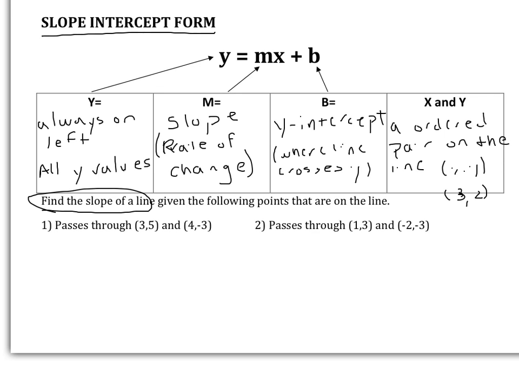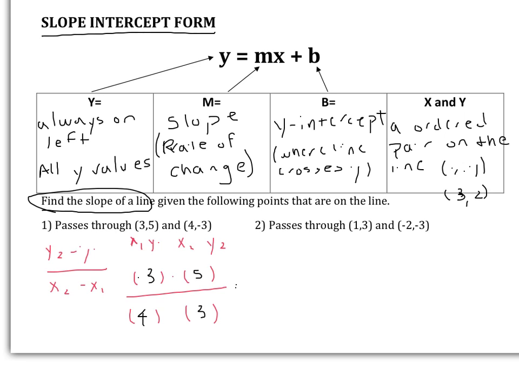Alright, so the slope formula is y2 minus y1 over x2 minus x1. So we should have labeled our points x1, y1, x2, y2, and then you could have just plugged them in. Remember that we should be using parentheses to plug things in. So y2 was -3, y1 was 5, x2 was 4, x1 was 3.